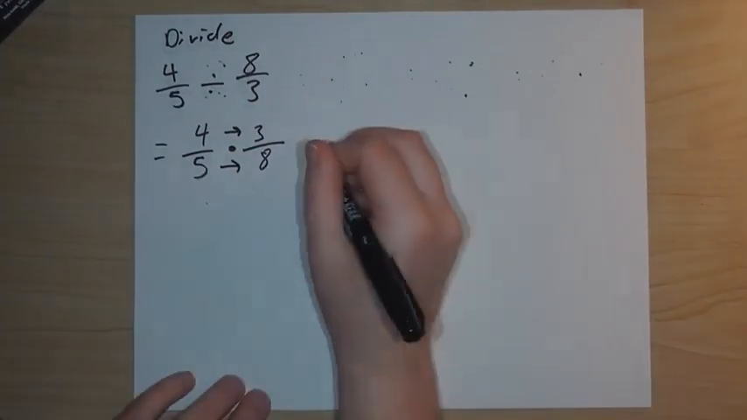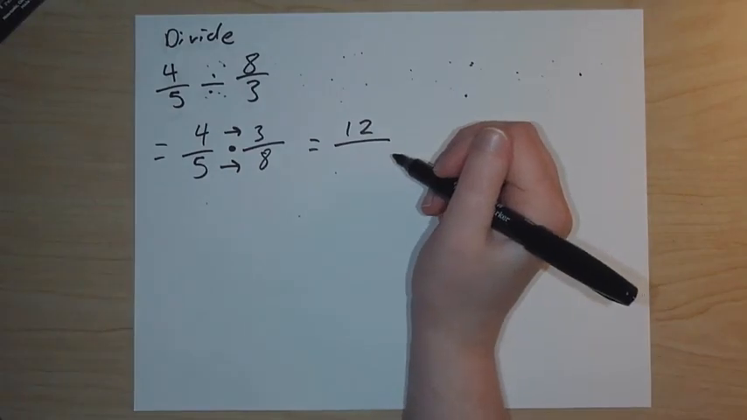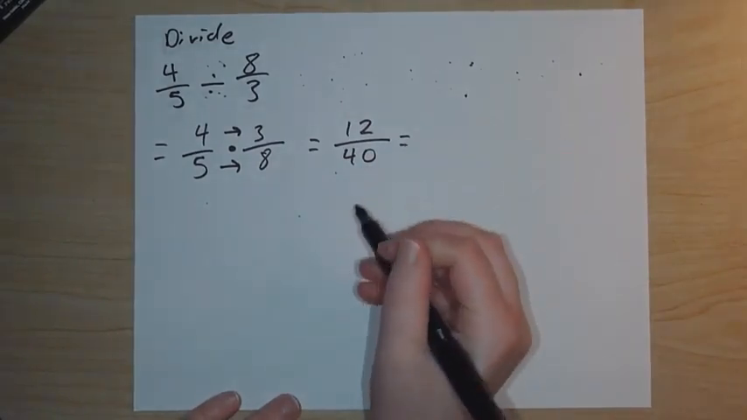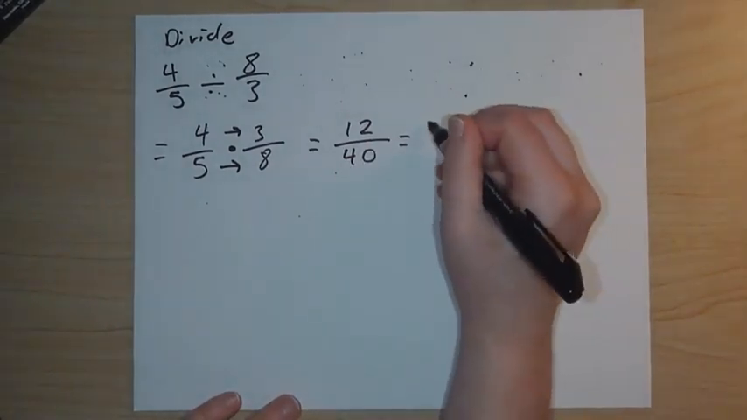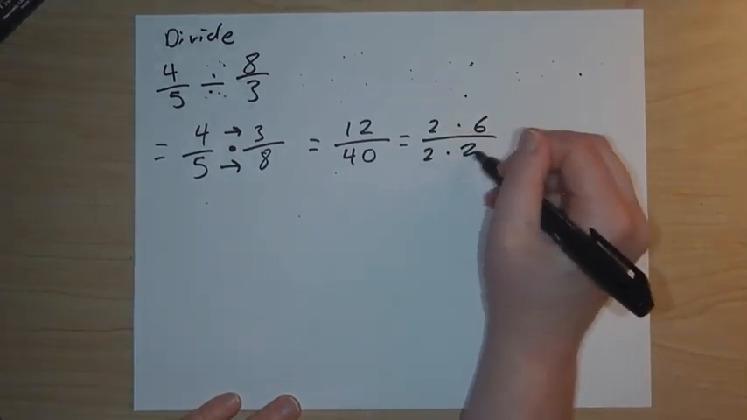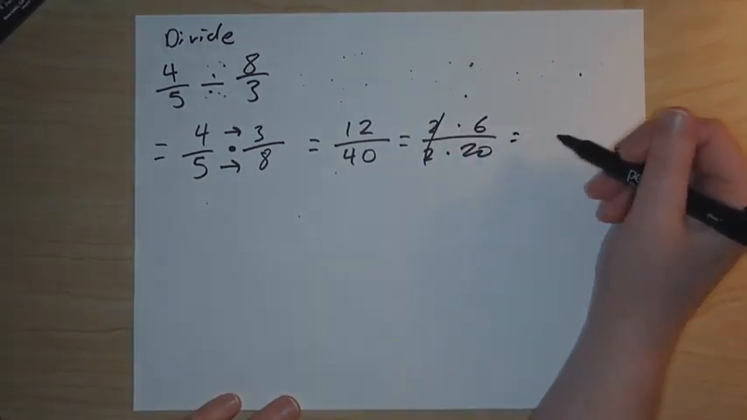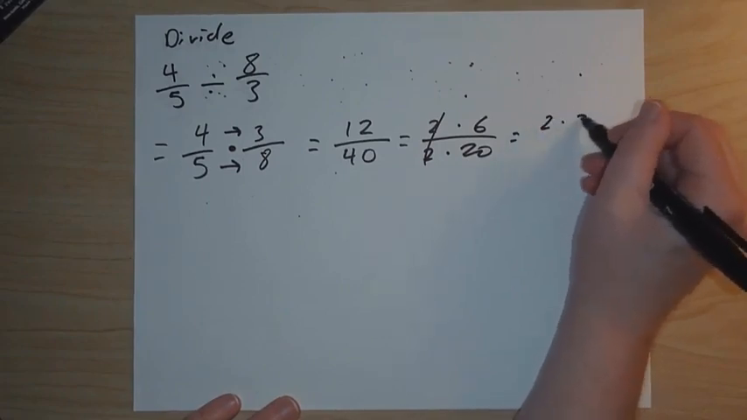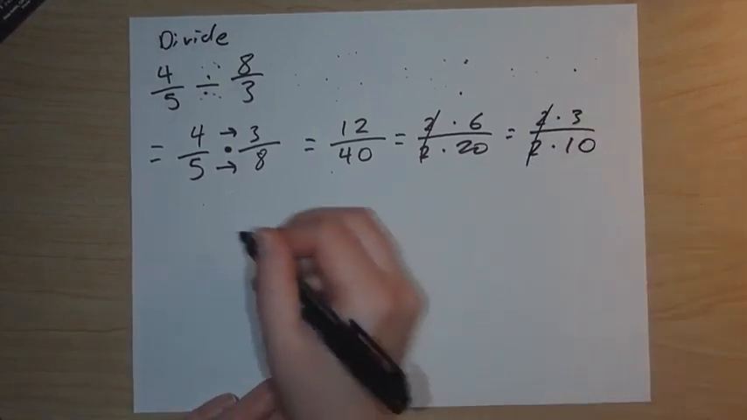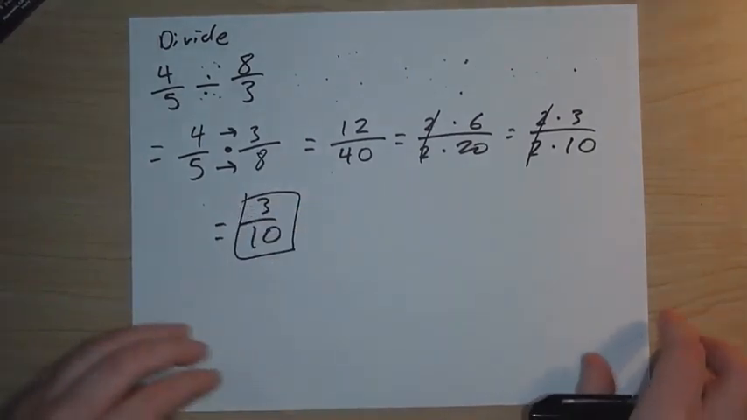We go straight across. 4 times 3 is 12, and 5 times 8 is 40. These both have 2 in it, so we can take out a 2. This is 2 times 6, and 40 is 2 times 20. Looks like we can take out another 2, so we take out 2 from 6 again. We get 3, and then 10. So this simplified is 3/10. That's how we do that.